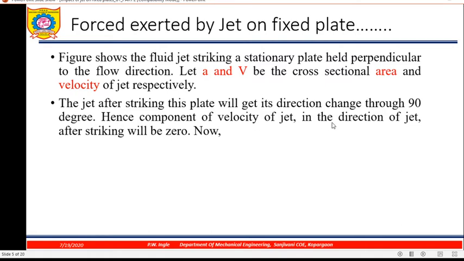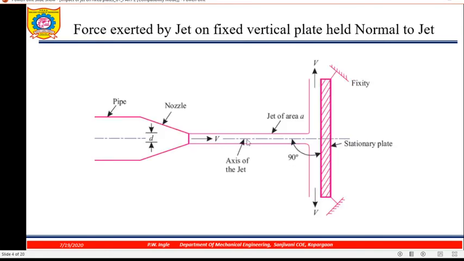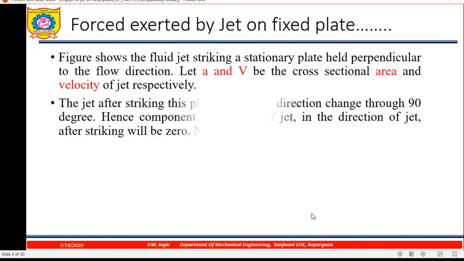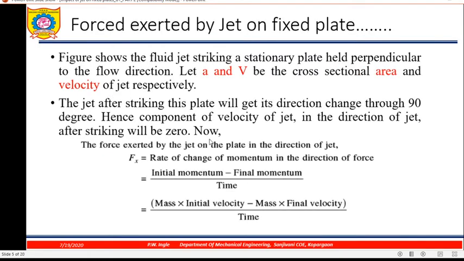Hence the component of velocity of jet in the direction of jet after striking is 0. Component before striking is V in x direction, and component after striking in x direction is 0. In y direction it is V, but in x direction it is 0. Okay, now apply the impulse momentum principle. What is the impulse momentum principle? It is Fx equal to m by t into (initial velocity minus final velocity). Okay, that is F dt equal to d of mv, correct.